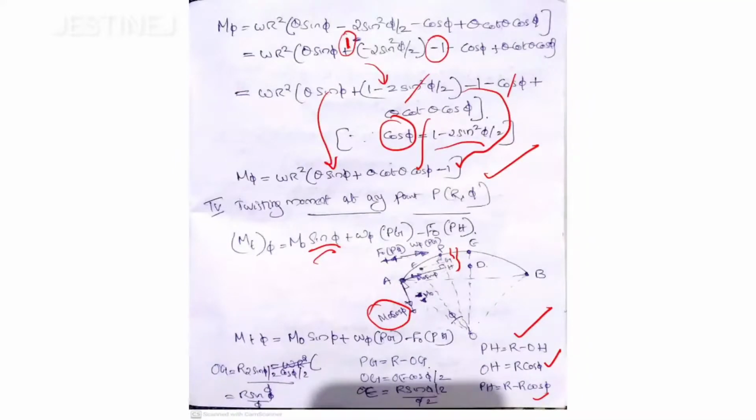And you can calculate this OE as R sin phi by 2, and this OG is going to be OE cos phi by 2. If you consider this right angle triangle, don't get confused. Then after that, if you substitute those values, you will finally get OG as R sin phi by phi. And you can substitute those values here, and finally this PG value is going to be R minus R sin phi by phi.